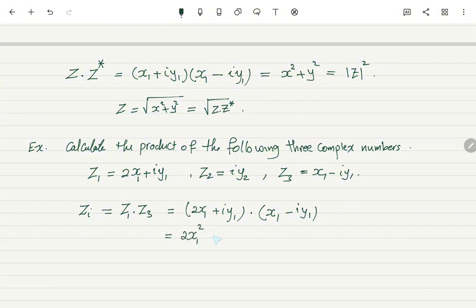This equals 2x1 squared plus y1 squared plus i (x1 y1 minus 2x1 y1), or it's equal to 2x1 squared plus y1 squared plus i x1 y1.